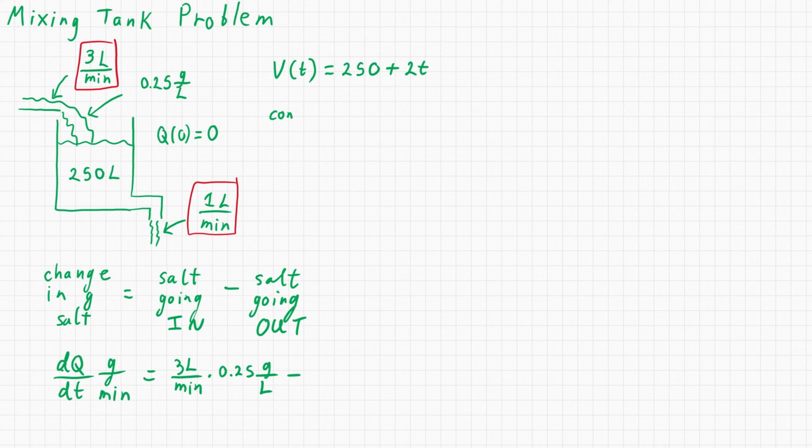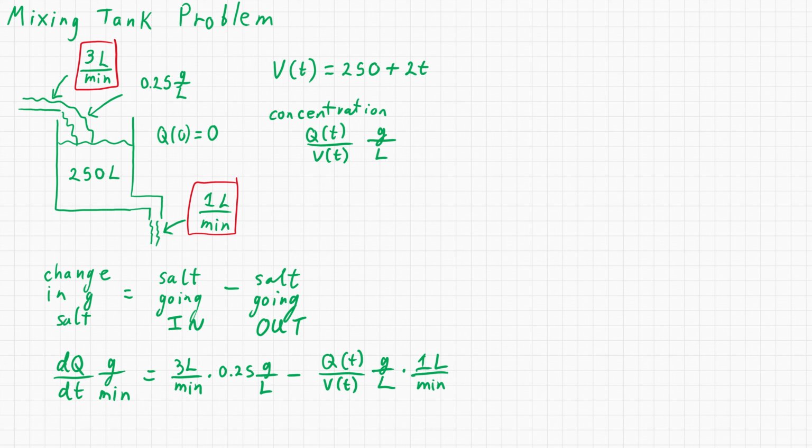So now the concentration in the tank is Q of t over the volume of t, grams per liter. So Q grams of salt at time t, and there are V of t liters at time t. And then we're still multiplying by the flow rate out for the amount that's leaving, so it's going to be 1 liter per minute. All the units are agreeing, so the liters cancel and we just get grams per minute everywhere.